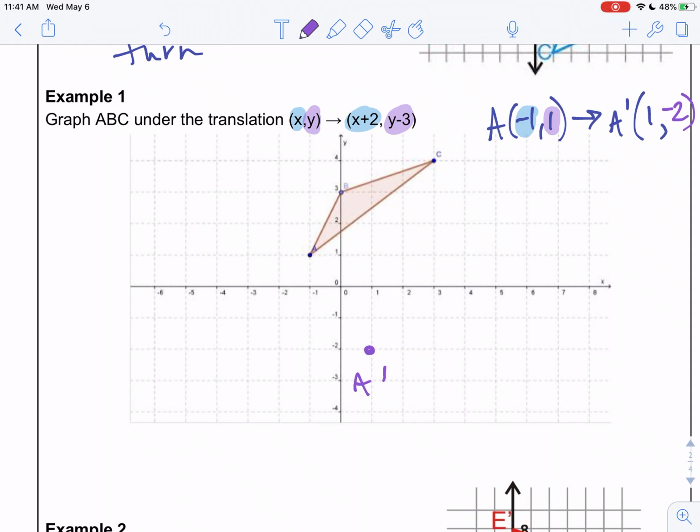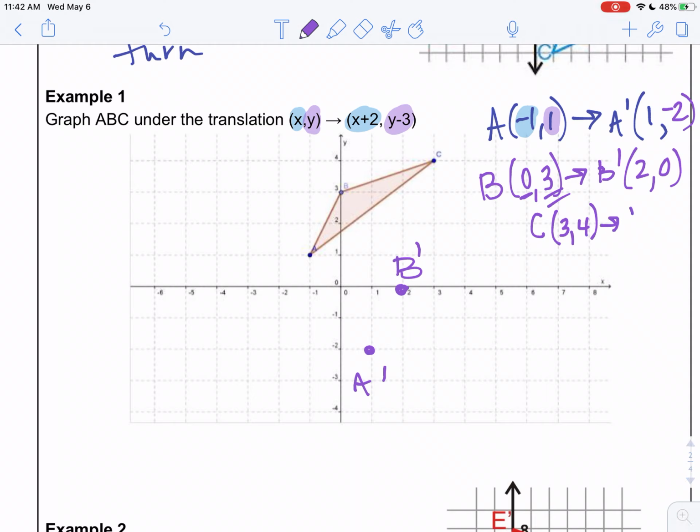Okay, we'll go ahead and do the same thing for all. So B is hanging out at (0, 3). Well, to find B prime, we need to add 2 to the x coordinate, so 0 plus 2 is 2. And we will subtract 3 from the y coordinate, so 3 minus 3 is 0. So B prime is hanging out at (2, 0). Last but not least, we have C hanging out at (3, 4). So we take our x coordinate, add 2 to it, so 3 plus 2 is 5. Take our y coordinate at 4, subtract 3 from it, 4 minus 3 is 1. So our C prime is hanging out at (5, 1).